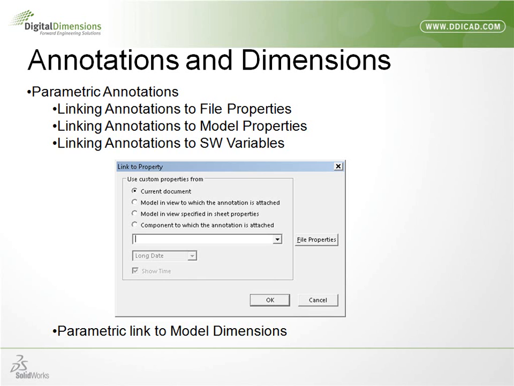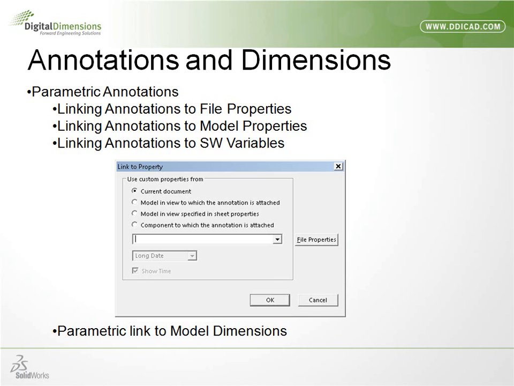Model and view specified in the sheet properties, this is what the entire drawing is of. By default, that's the first view dropped into the drawing. And finally, component to which the annotation is attached. This one would be a note with a leader touching a part, and it's able to pull the properties from that specific part. So these annotations can be linked to the file properties or SOLIDWORKS variables.